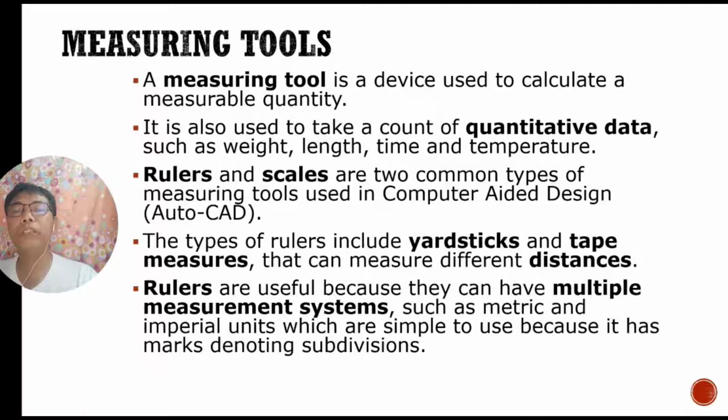Subdivisions in terms of the metric, we have here 0, 1, 2, 3, 4, 5, 6, 7, 8, 9, 10, 1 centimeter up to 30 centimeters. While in terms of imperial, we have here 1/16 to 16, or 1/8, 3/16, 4/16 or 1/4 up to 1 inch and 12 inches. So that is the ruler.